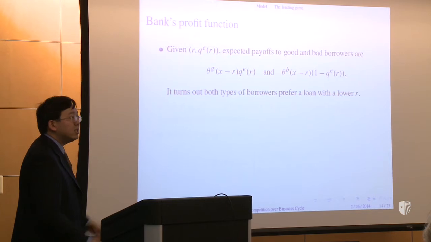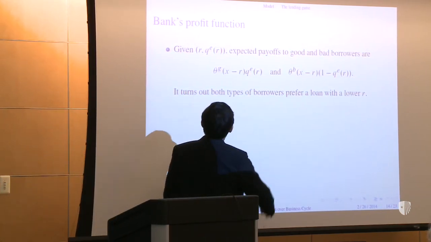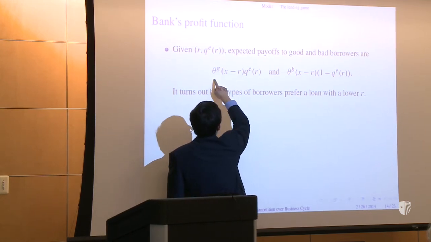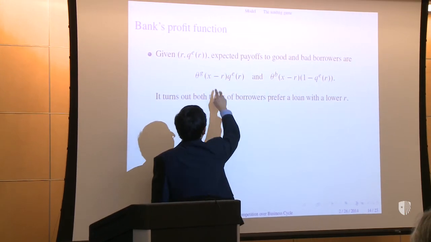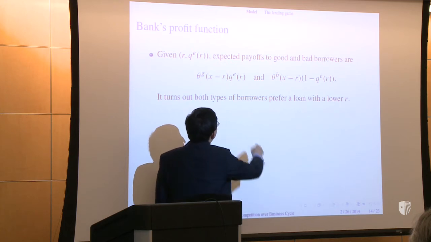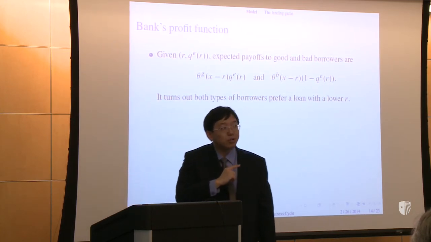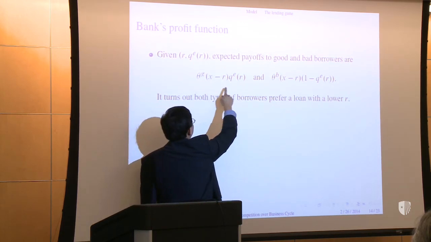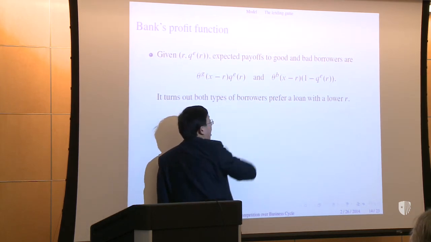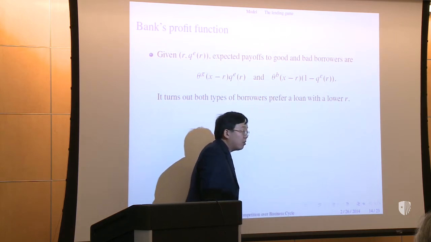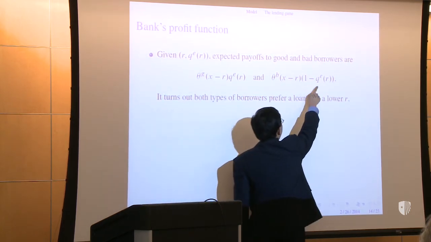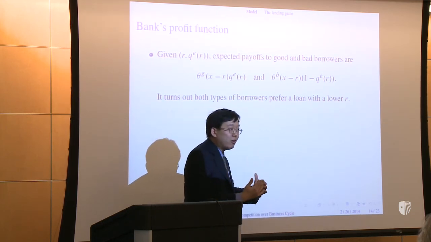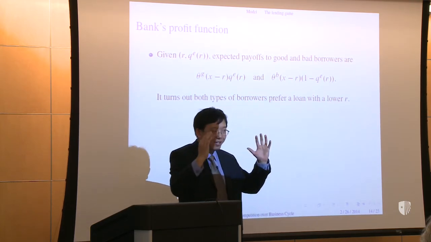Now, what's the preference of those borrowers? So given an efficient contract R, QE, the expected payoffs to good and bad borrowers are, to good borrowers, the good borrower's success probability theta G times the payoff when the project succeeds times QE. Remember, what's going to happen in this model is that banks only lend to the borrowers who receive a good signal. And for a good borrower, the probability of receiving a good signal is just QE. And for the bad borrower, the probability of receiving a good signal is 1 minus QE. Why? Because by assumption for a bad borrower, the probability of getting a bad signal is Q. Therefore, the probability of getting a good signal instead is just the complement.